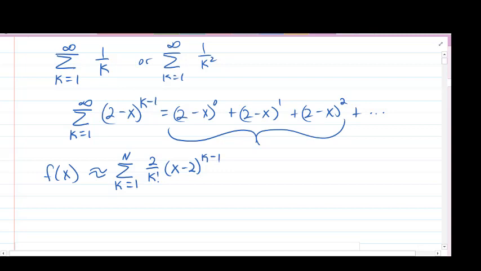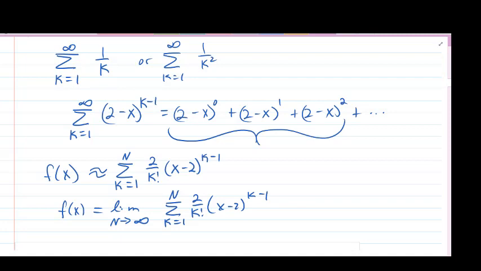All right, so now we have a function. And the actual function would then be the limit as n goes to infinity of the summation as k goes from 1 to n of 2 over k times (x minus 2) to the k minus 1. Now, I just made these up to try to give us a feel for what kinds of operations we're going to be doing. So we're going to need to talk about a lot of different things in order to do this, but this is the general idea now.